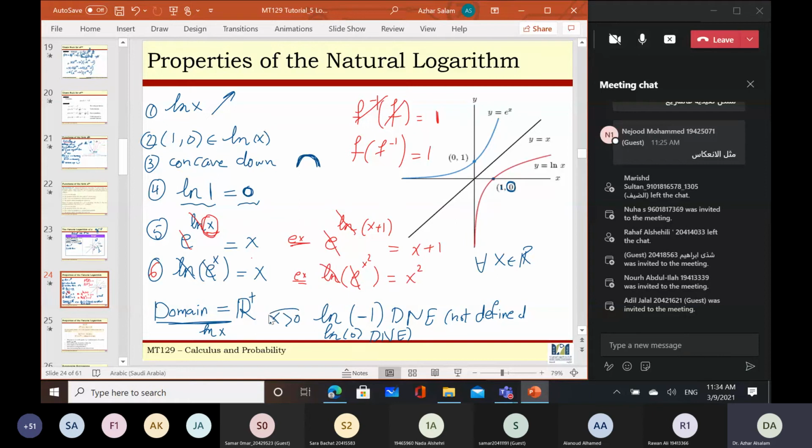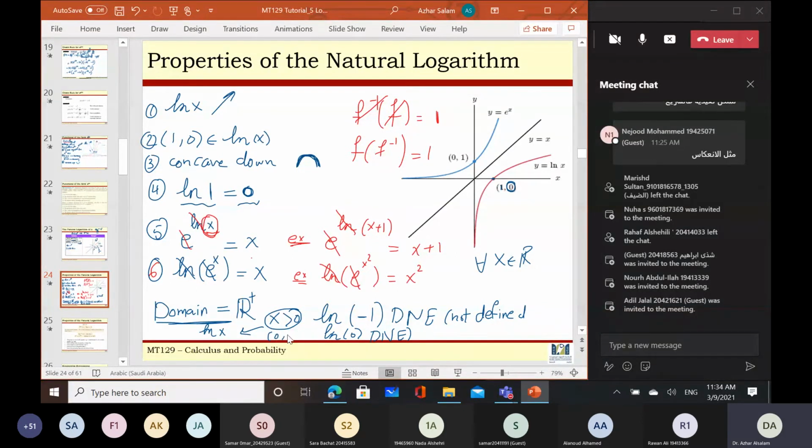ln x is defined only for the positive values of x, not equal to zero or any other negative values. This is important. You may get a question: find the domain for a function that contains ln. How to find the domain? The domain is all the positive values of what is inside the ln. If it's ln x, the domain is x greater than zero.